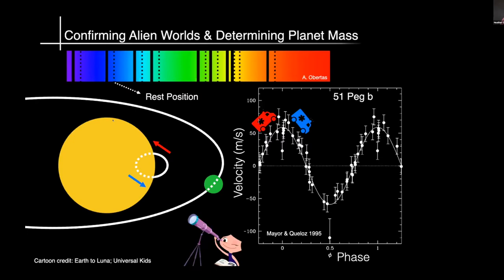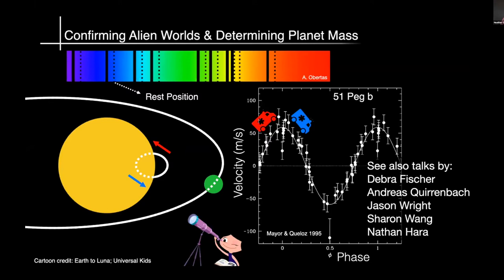For more on how to derive those radial velocities, what's in them, how we measure them to begin with, and how you fit your planets and learn about the statistics, I direct you to these talks here. Those will really help you find out the fundamentals. But let's dive into this 51 Peg example.